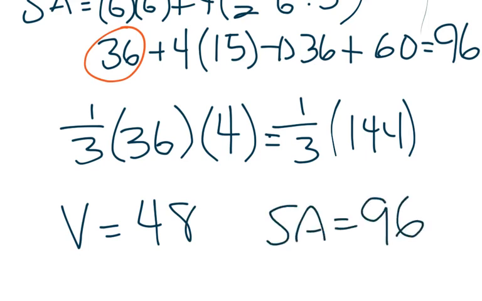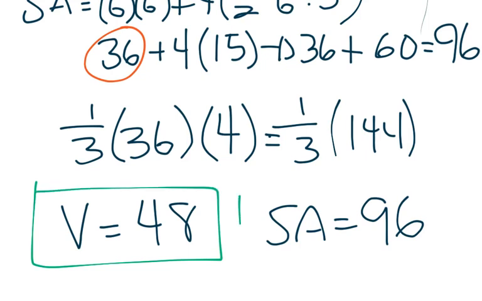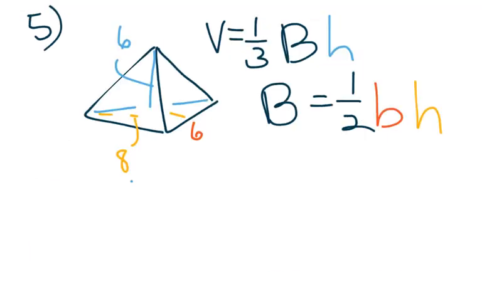So these are our two answers for number 3. Number 5, we want to find the volume of this pyramid. So this pyramid has a triangular base. So to find the volume, it's 1/3 times the base, that's big B, that means the area of the bottom of the pyramid, times the height of the pyramid. And in order to find the big B, the area of the base, it's half base times height.